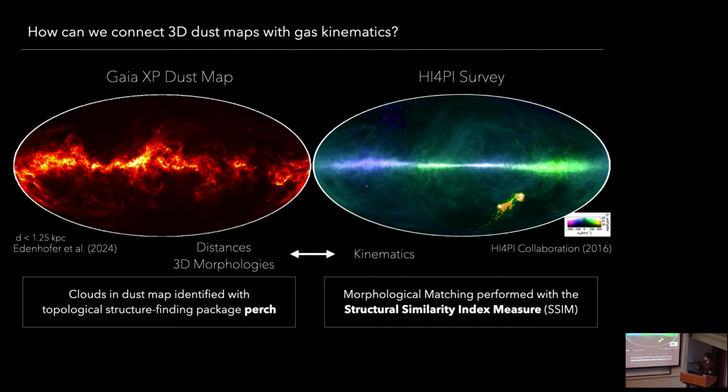Once we've identified these clouds, we perform a morphological similarity analysis between the clouds in dust viewed on the plane of the sky and H1 at different velocities. So trying to find the best, essentially morphological match between a cloud in dust and gas.